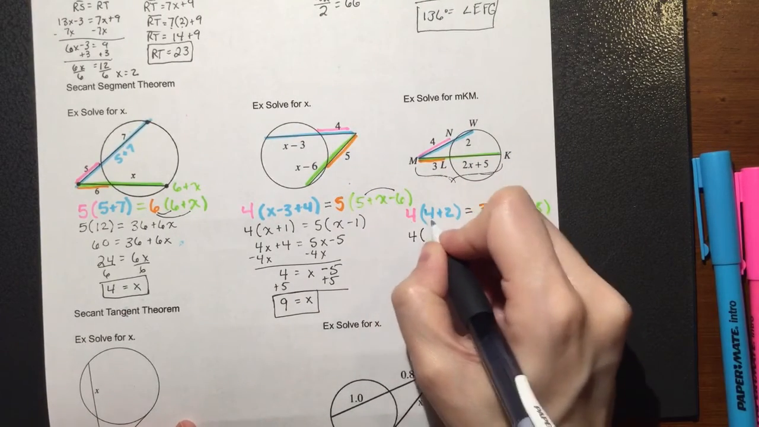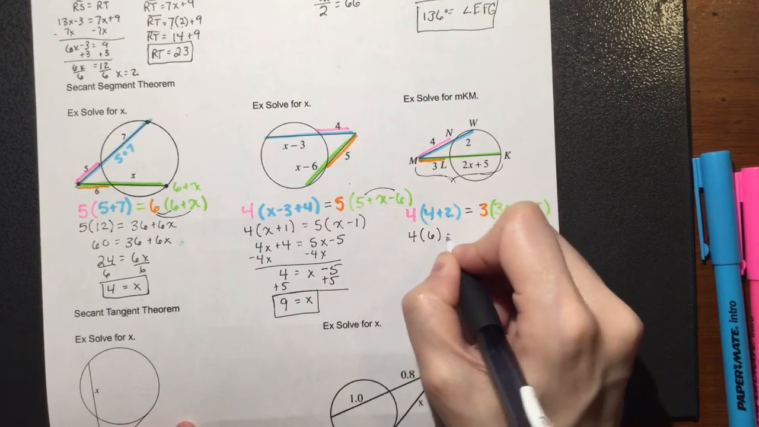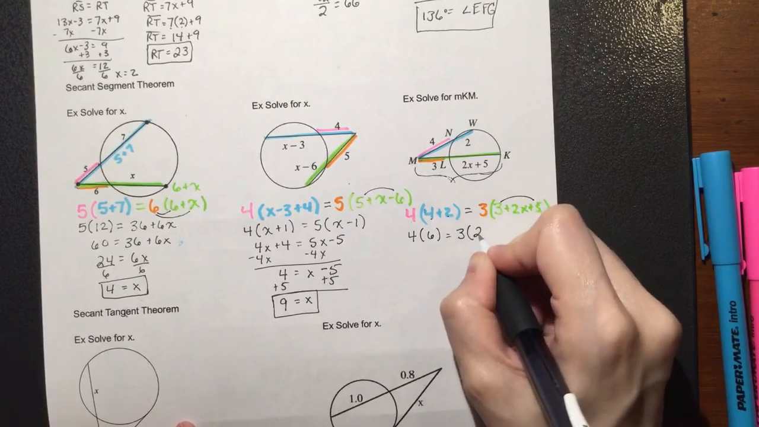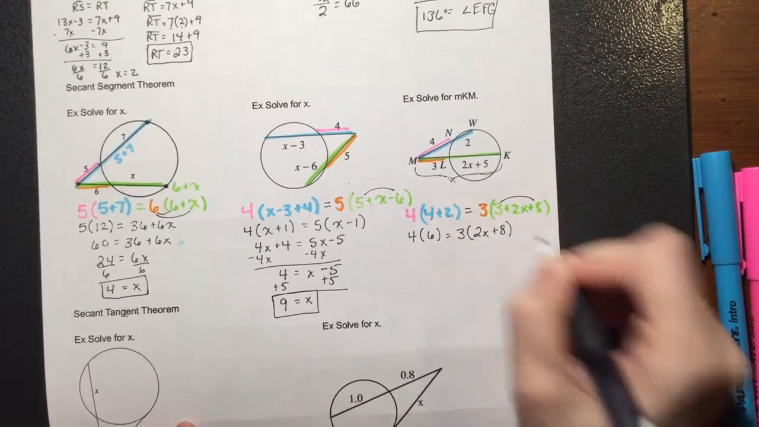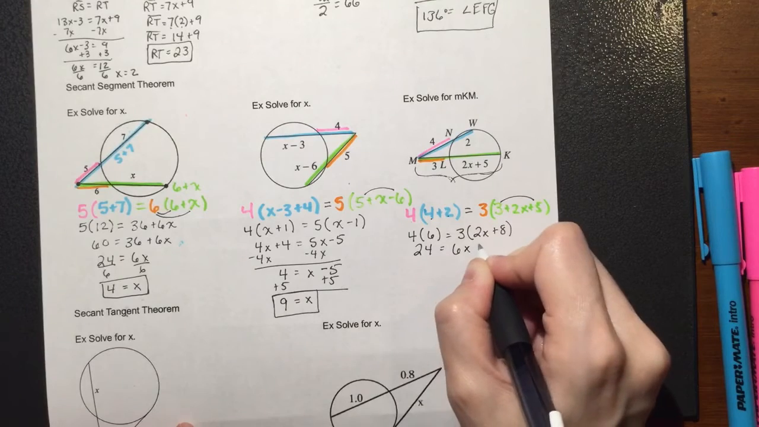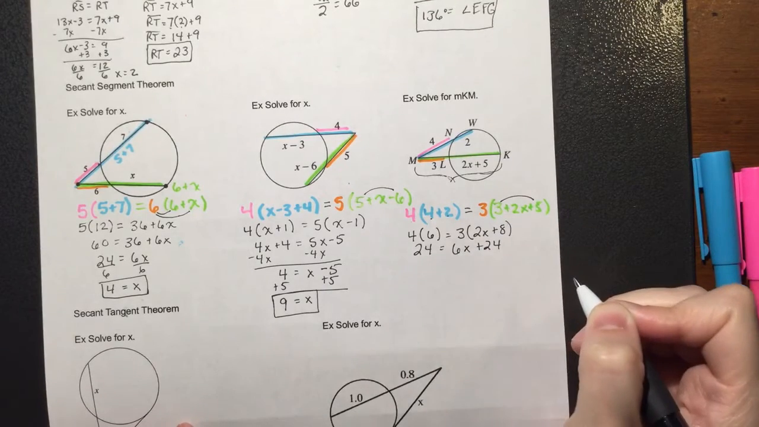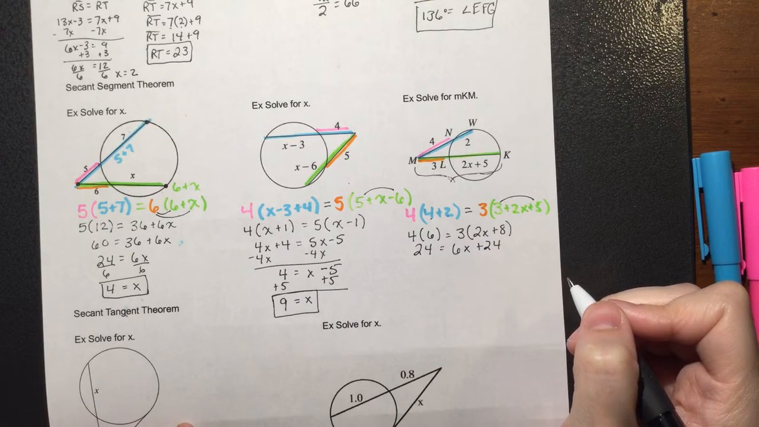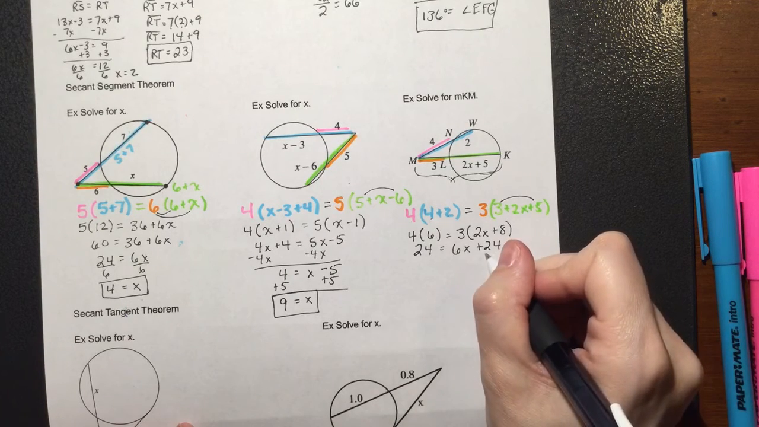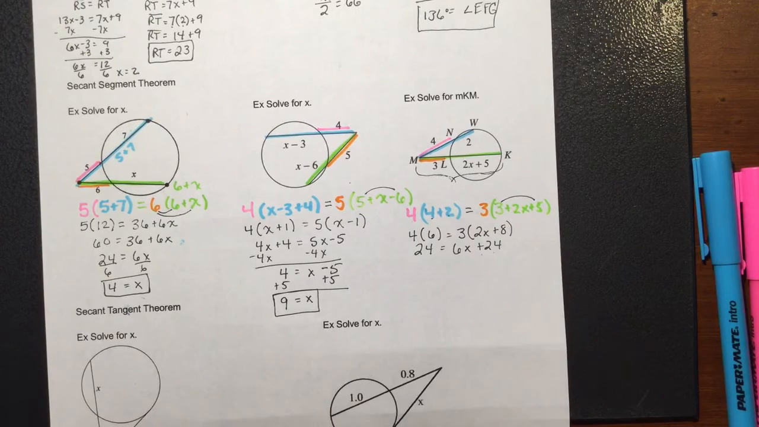So 4 times 4 plus 2 is 6, is going to be equal to 3 times 3 plus 5, so 2x plus 8. 4 times 6 is 24, is going to be equal to 6x plus 24. Oh, this is 2x plus 5. Okay.